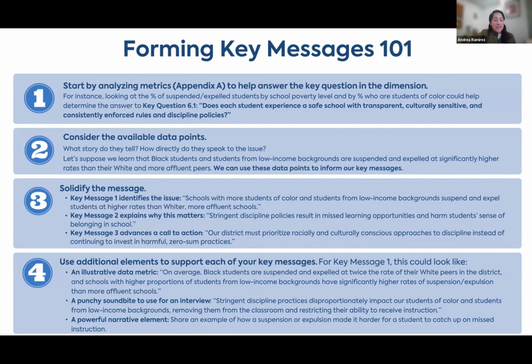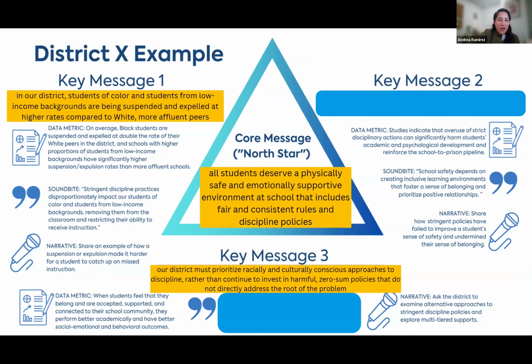And then lastly, story, share an example of how a suspension or expulsion made it harder for a student to catch up. It can be, if you're a teacher, your own experience. If you are a parent, how have you seen students in the school that your child attends be harmed by these policies? So those are the steps to developing those key messages. And at the end, you should have a complete messaging triangle.